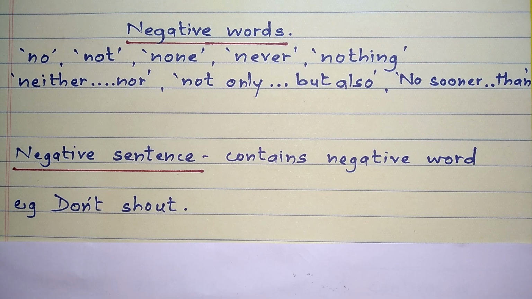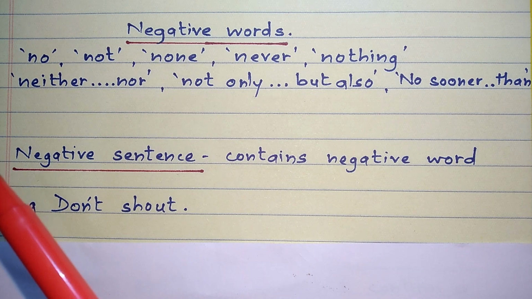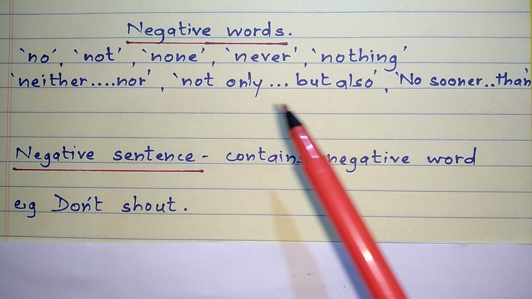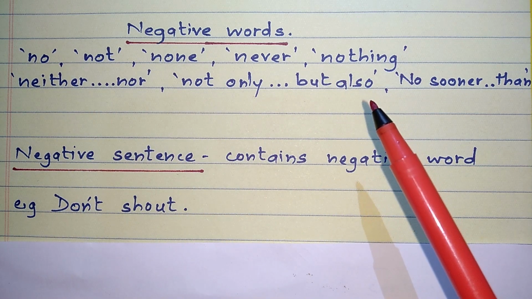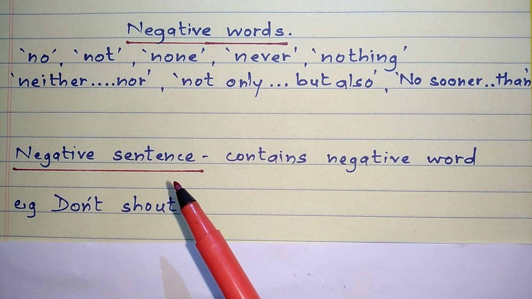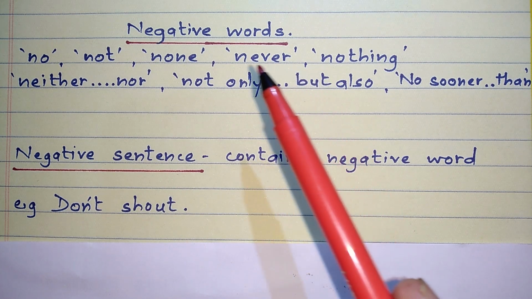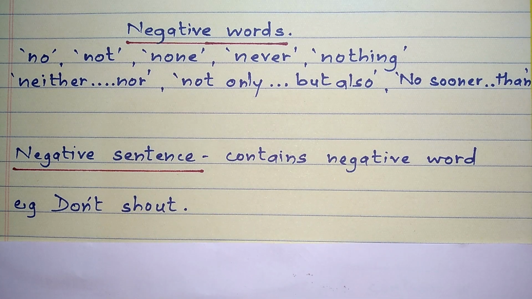Now let's understand what is a negative sentence. A negative sentence is a sentence which contains a negative word. It means it will contain any one out of these negative words. Negative sentence वो sentence होता है जिसमें एक negative word होता है. इनमें से कोई भी एक negative word हो सकता है.